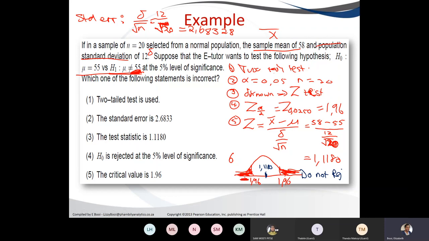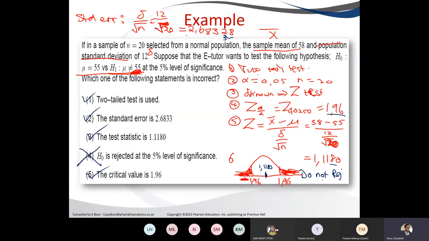Okay, so now let's go to our question. This is the incorrect one. Two-tail test is used. Yes, it is a two-tail test. The standard error is 2.6833, because if I round this one, it will be 2.6833. Yes, that's correct. The test statistic is 1.1180. Yes, it's correct. My critical value was 1.96. Yes, it's correct. Do I reject the null hypothesis? I do not reject. That is incorrect.